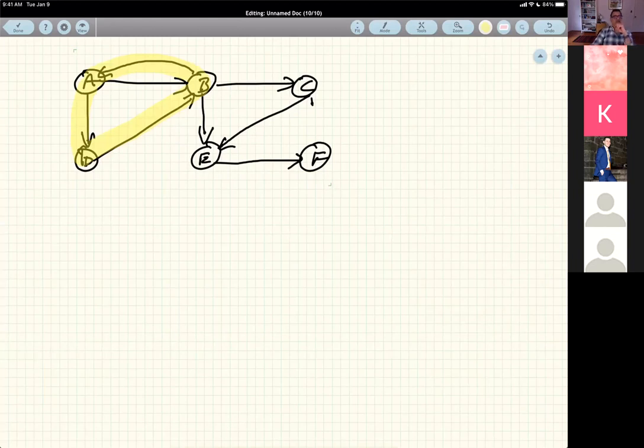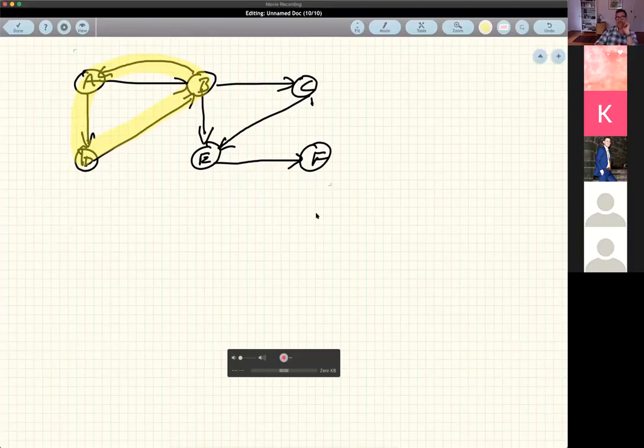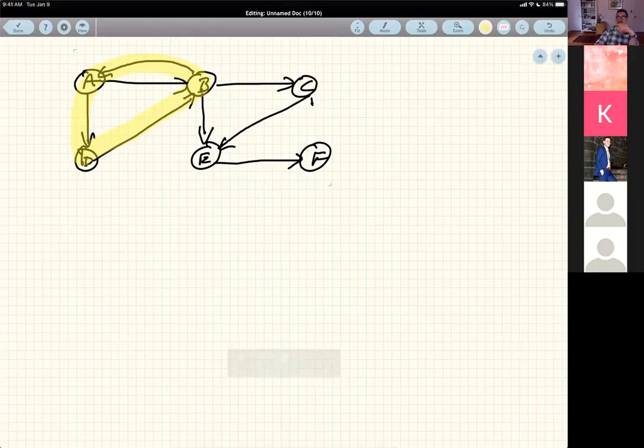So a cycle is a path that starts and ends at the same vertex. A directed graph is cyclic if the graph contains a cycle, and acyclic if the graph doesn't contain any cycles at all. So this graph that we have over here is cyclic because it does have a cycle in it. Cycles are interesting because they could be a problem when it comes to finding the shortest distance.